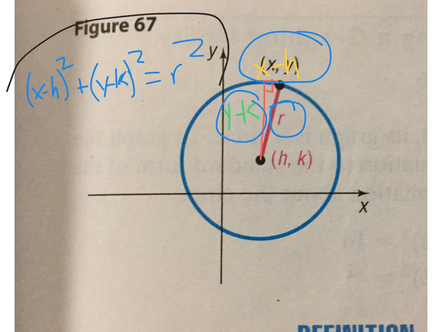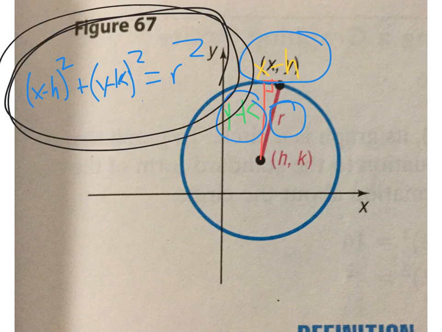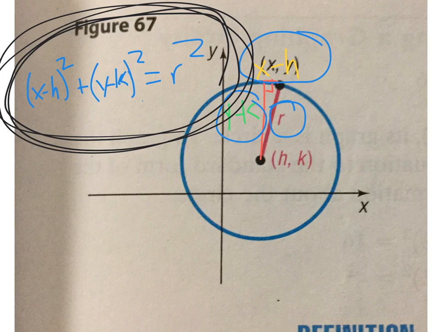And I'm going to say that that equals r squared. This here is the general form of an equation for a circle. You probably want to write that down. We're going to use that a lot this section.